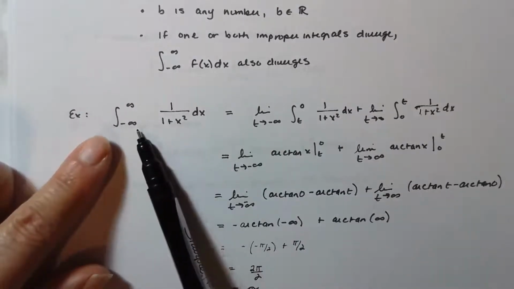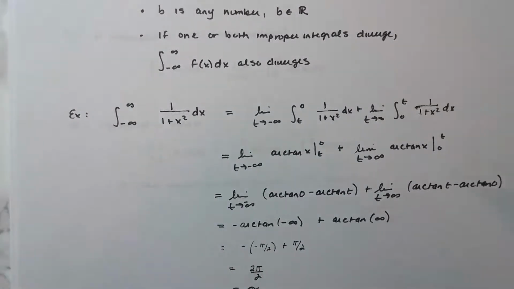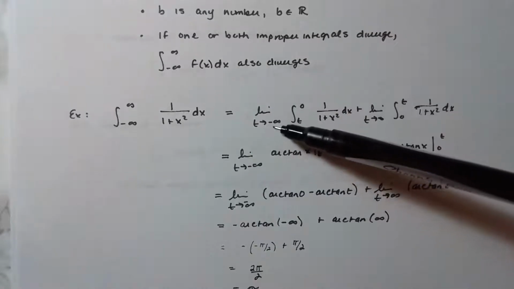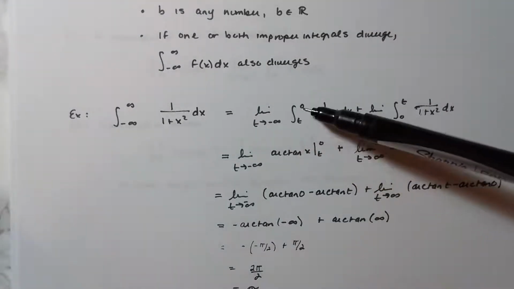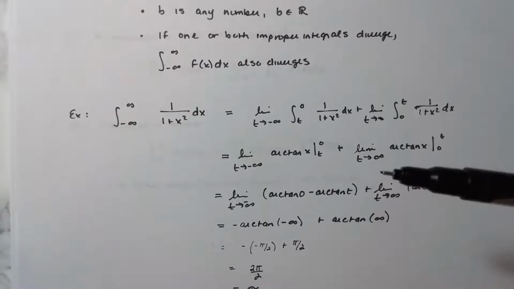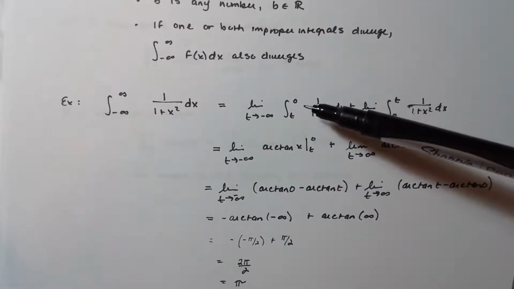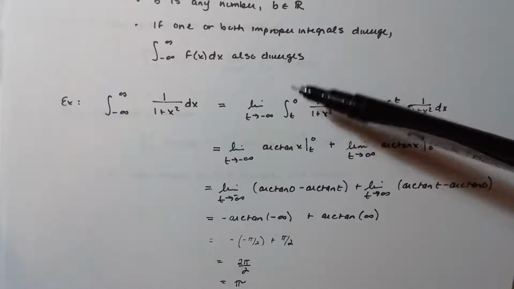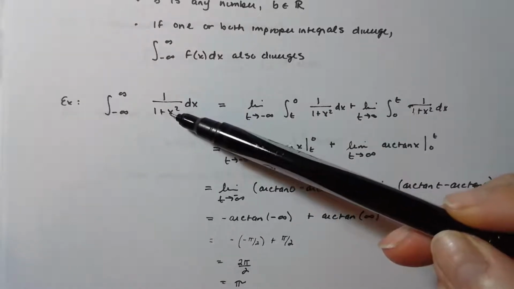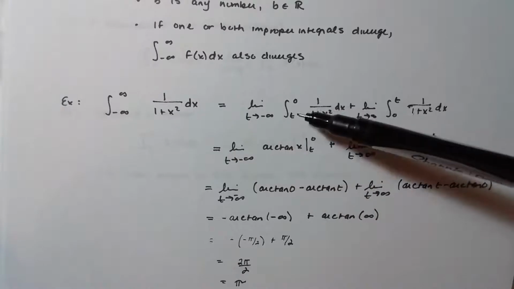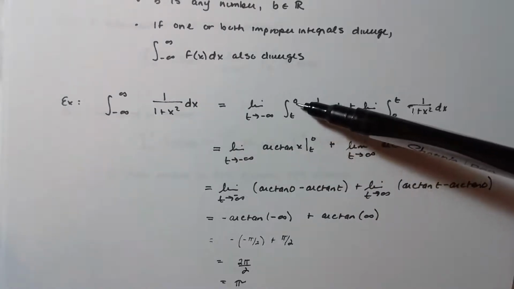So here it's improper because both bounds are infinite. So we're going to say the limit as t approaches negative infinity from t to 0 is the best number to use. Use a 0 unless you can't, unless you know that if you plug a 0 in initially, you're going to get division by 0. Then you want to use another number, but otherwise use 0.